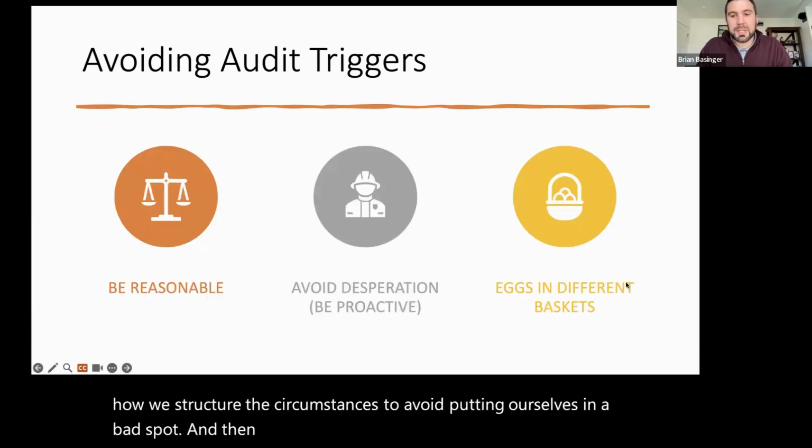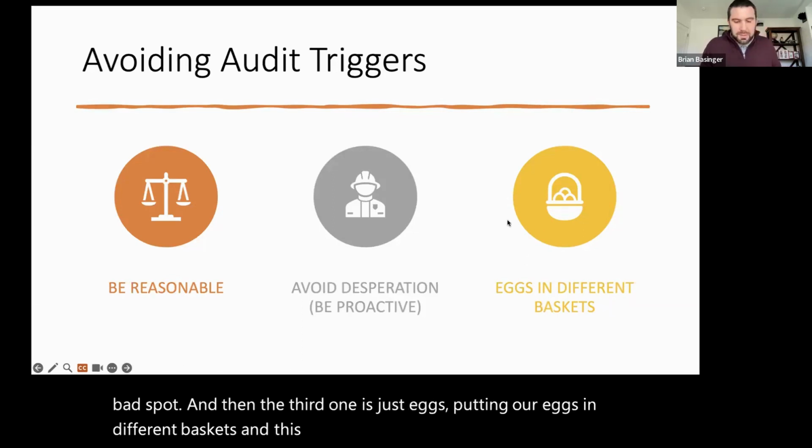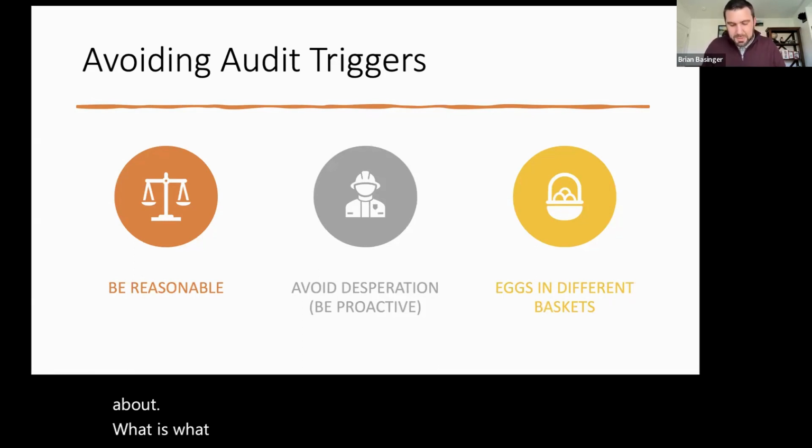And then the third one is just putting our eggs in different baskets. And this just has to do with structurally thinking about what information is on your personal return.